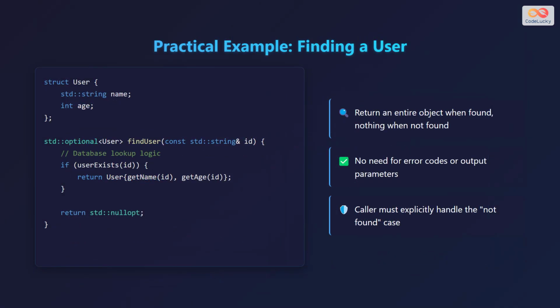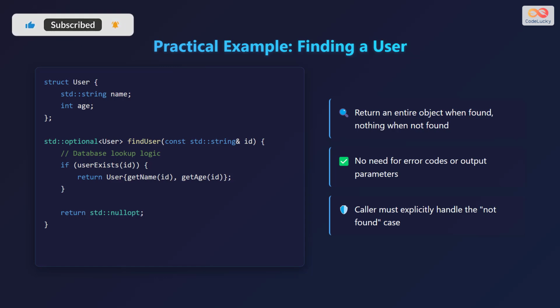Let's see a practical example of how to use std::optional. We start by defining a structure called user with a name which is a string and an age which is an integer. The findUser function takes a user ID as input and returns a std::optional<User> object. If the user exists in the database, it returns a user object containing the user's name and age. If the user does not exist, it returns std::nullopt.